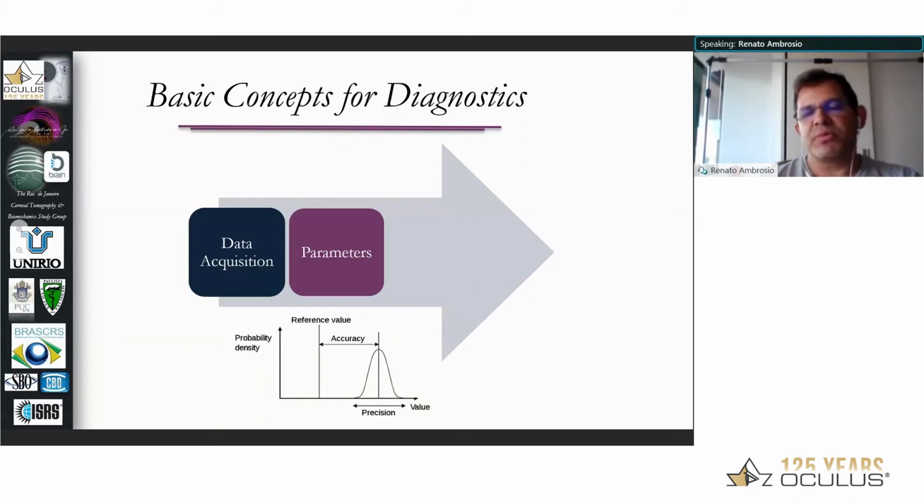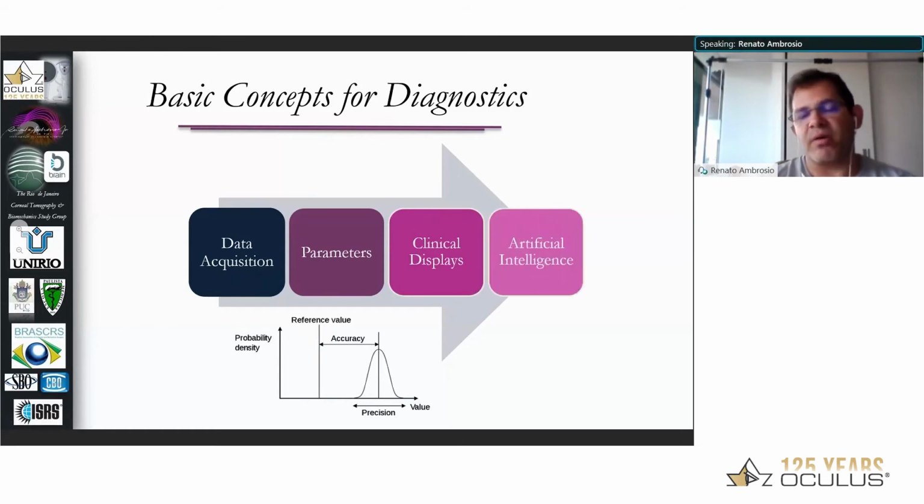The precision is the repeatability of the parameters, the standard deviation of multiple measurements done in the same subject, which is different than the accuracy, which is the correctness of the data considering a reference value. This data will be presented in clinical displays, and artificial intelligence is very powerful to enhance the ability of this clinical data for making good decisions so that we can help the patients the best way possible, which is, by the end of the day, always the goal that we should have in our mind.